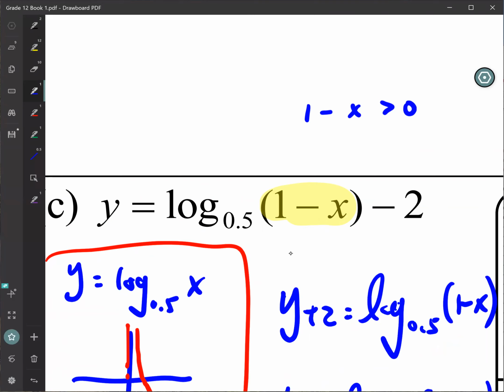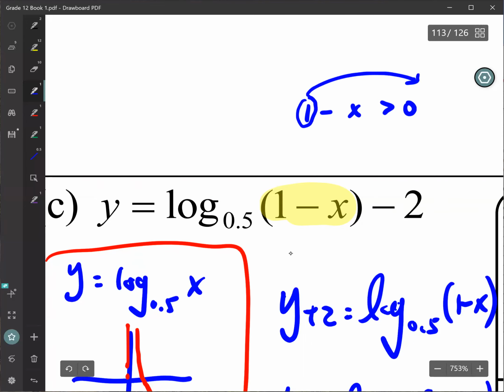Move 1 to the other side. So what should I write? X is greater than 1. You mean you move the 1 to the other side? Is that what you mean? The 1 and the negative. So can you tell me one more time? How do I write it? X is less than 1. X is less than 1. Oh, x less than 1, but okay.